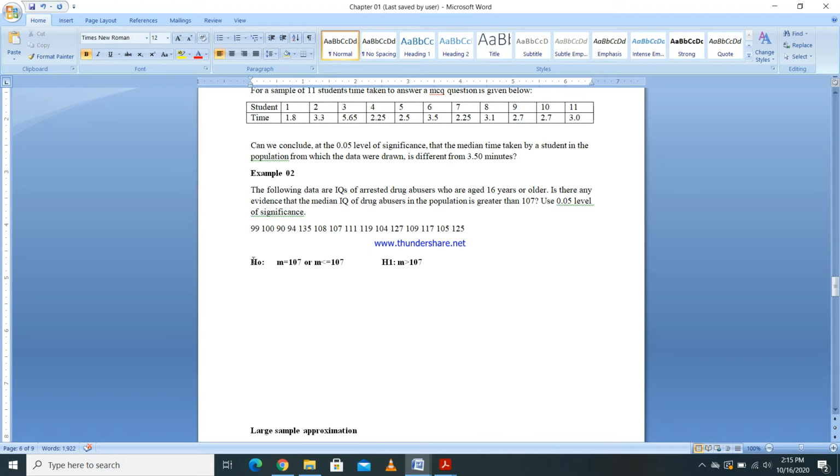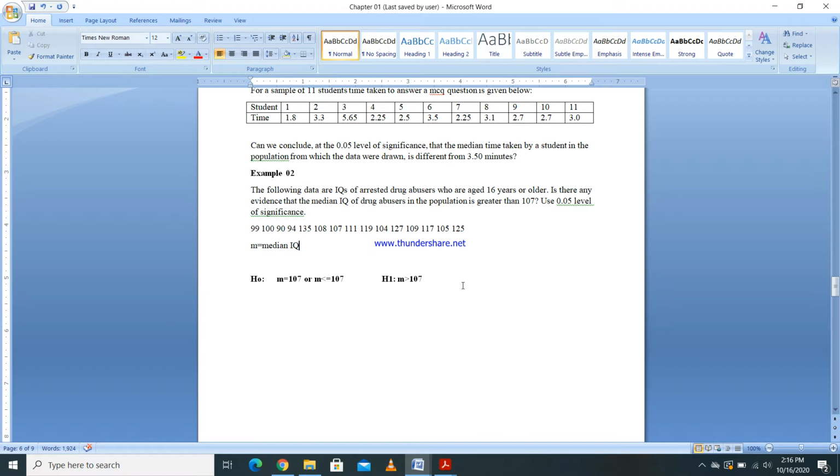As I told you, you have to define your parameters, right? So you have to write down what the M value is. M is the median IQ level of the drug abusers, right? So now we have written our hypothesis that we want to test.